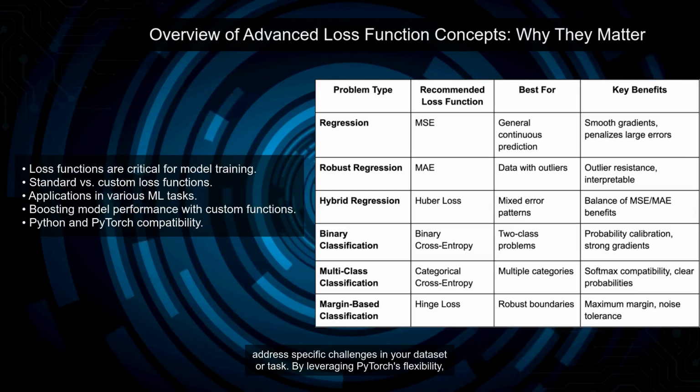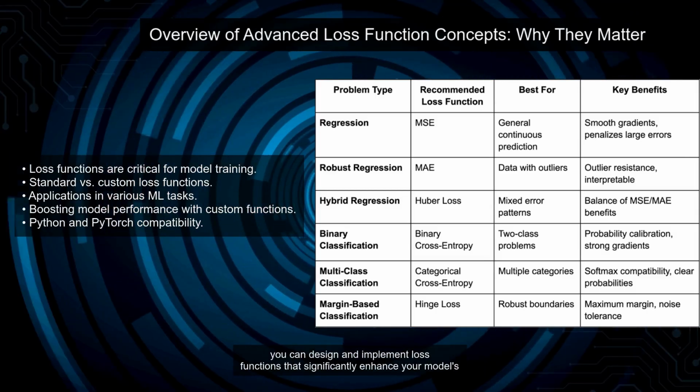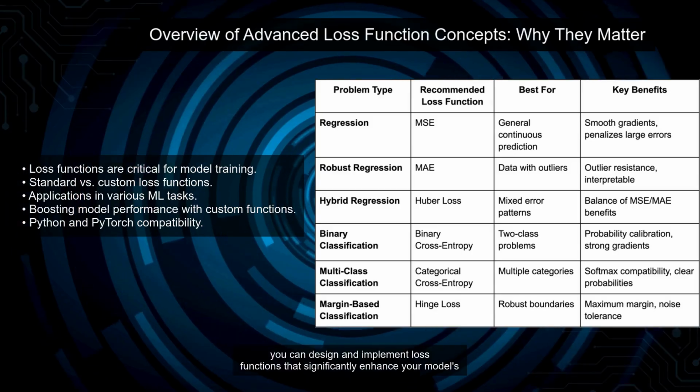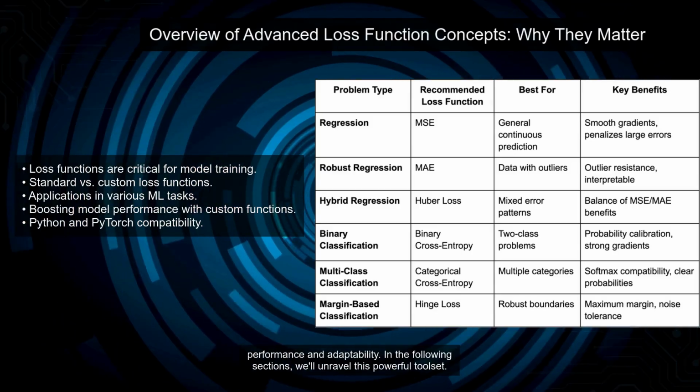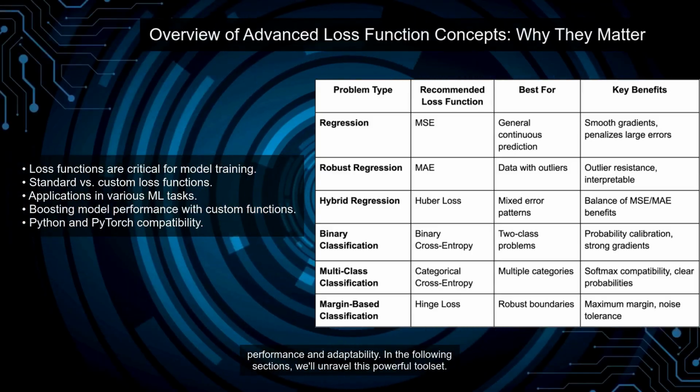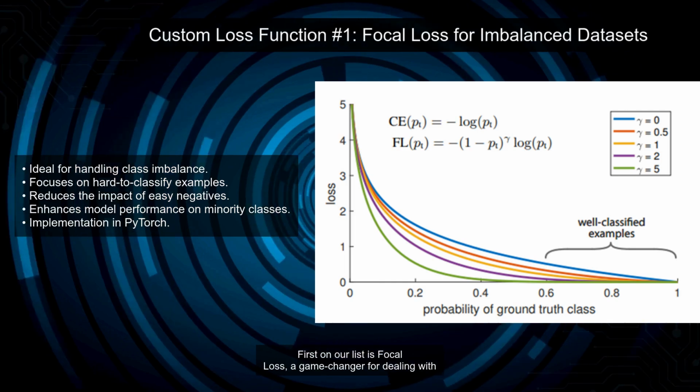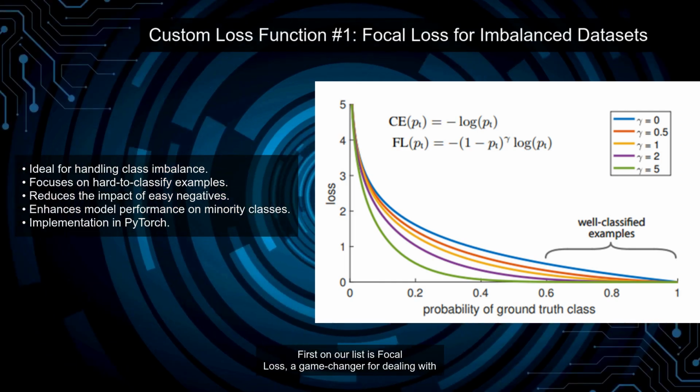By leveraging PyTorch's flexibility, you can design and implement loss functions that significantly enhance your model's performance and adaptability. In the following sections, we'll unravel this powerful toolset. First on our list is focal loss, a game changer for dealing with imbalanced datasets.